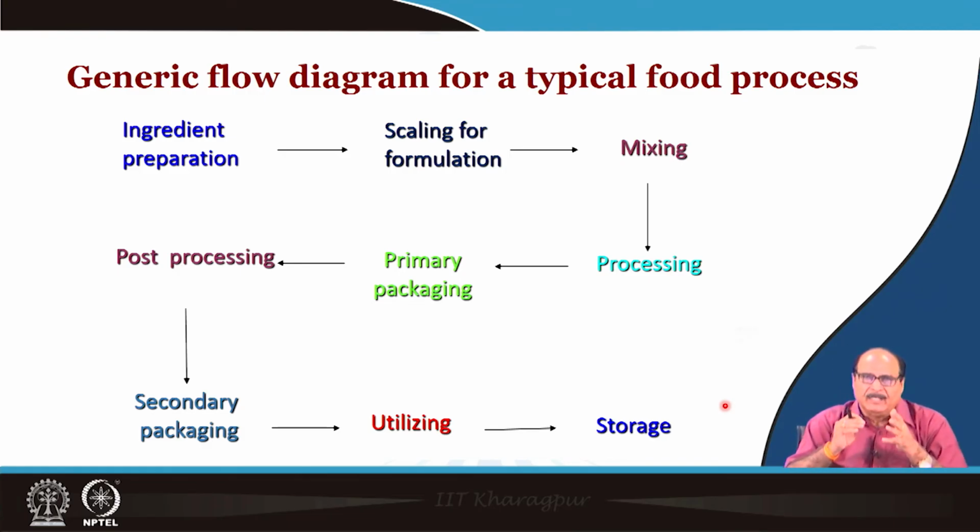And then invariably in all food processes there is some mixing operation, either mixing of solid to solid, solid to liquid, liquid to solid, liquid to gas, gas to gas, whatever different types. So appropriate equipment or machinery is used for mixing as per the formulation, and then the mixed formulation is sent to the processing, and then primary packaging. Sometimes after primary packaging there is secondary processing or main processing, secondary packaging, and storage. So this gives the generic process flow chart for any food process in general.